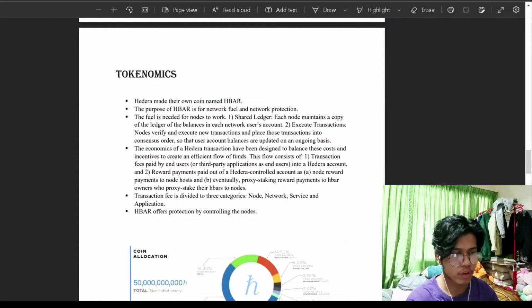So you can see one of the sentences that I wrote, the long one, we actually read about it. The economics of a Hydra transaction have been designed to balance these costs and incentives to create an efficient flow of funds. You understand that? This flow consists of 1. Transaction fees paid by end users into a Hydra account. 2. Reward payments paid out of a Hydra control account as node rewards, and eventually process staking rewards. Okay, you need to know how the token works, what the token can actually give you as a benefit as investors.